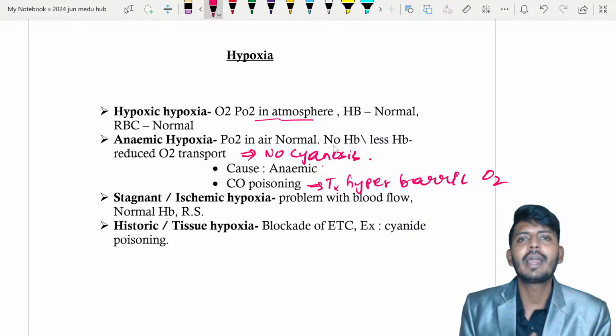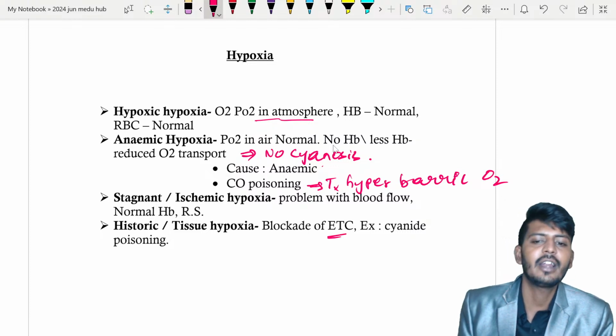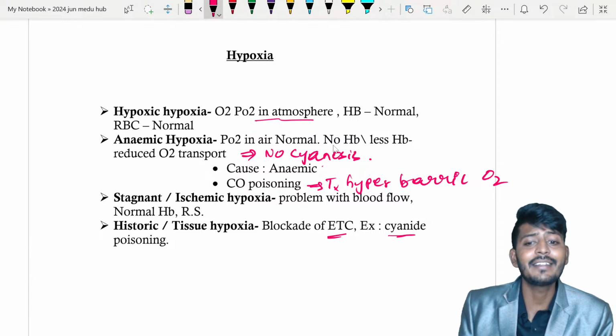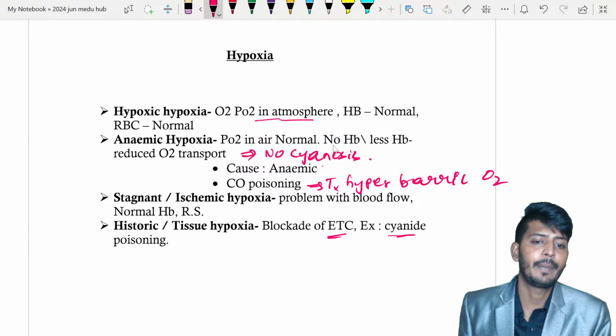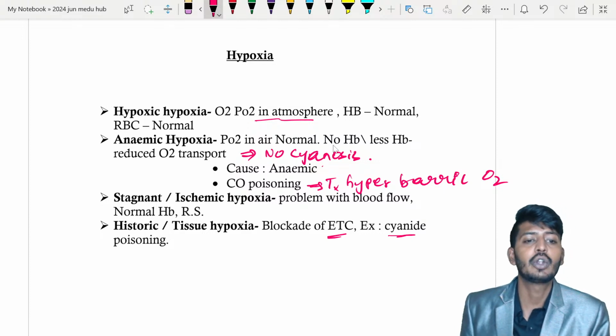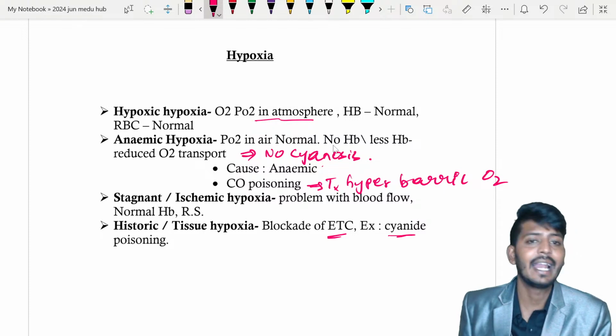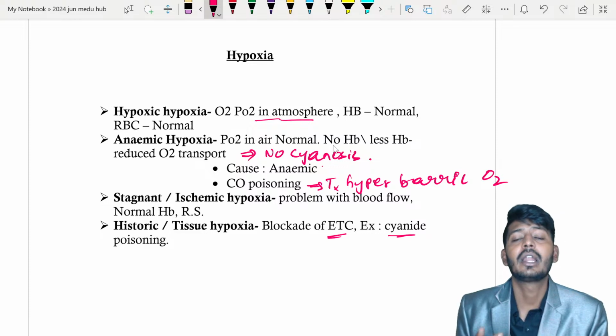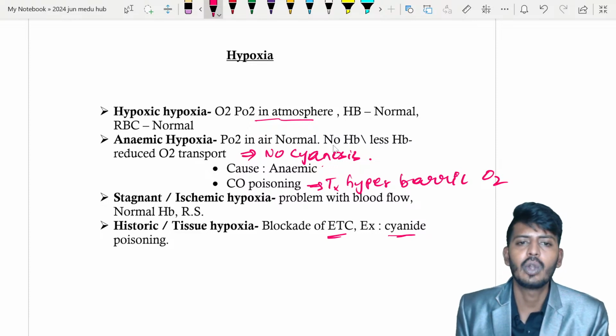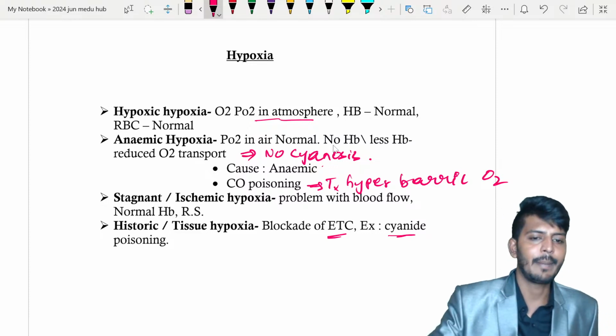Okay, and tissue hypoxia occurs because of blockade of the electron transport chain as a result of cyanide poisoning, or even carbon monoxide poisoning. But most importantly, remember that histotoxic hypoxia is always caused by an electron transport chain inhibitor such as cyanide. Even amobarbital, rotenone and all of these play a role in histotoxic hypoxia.